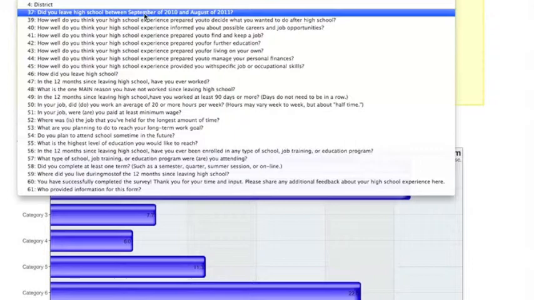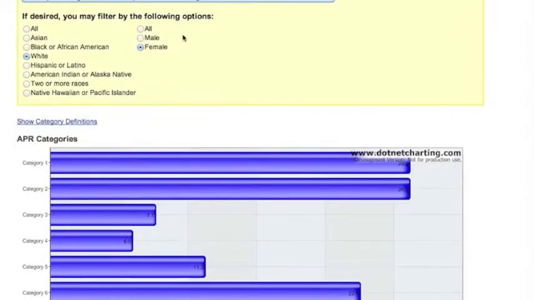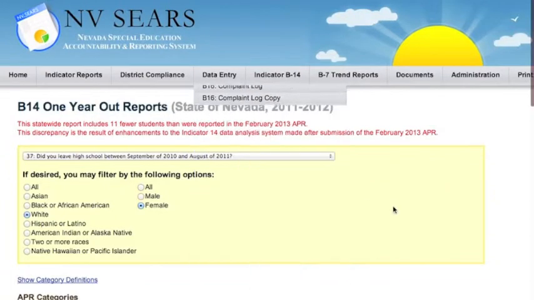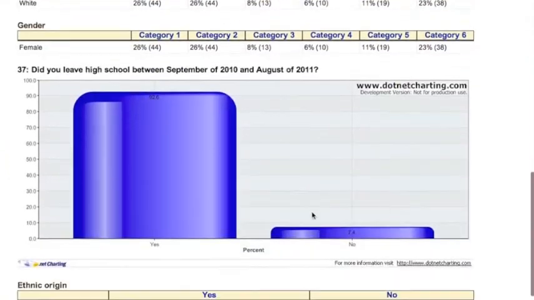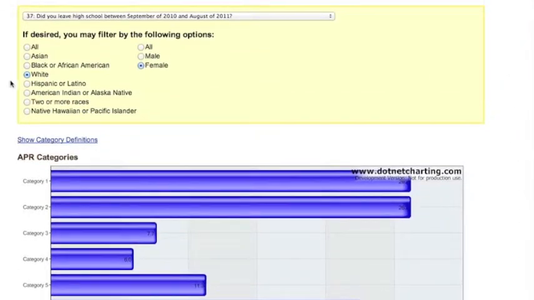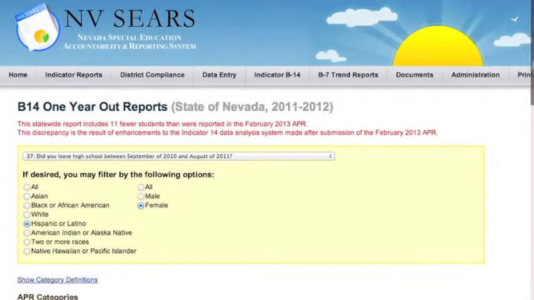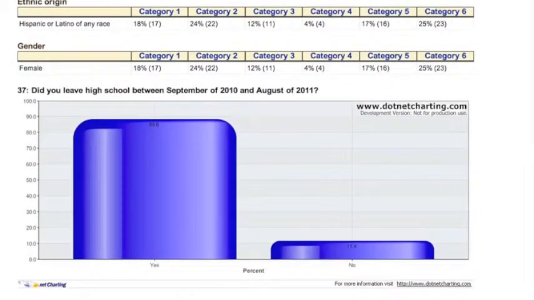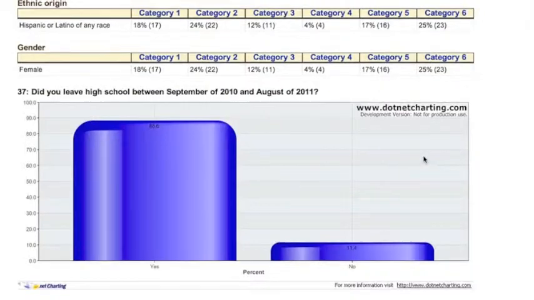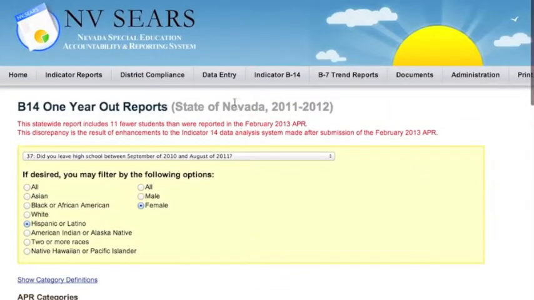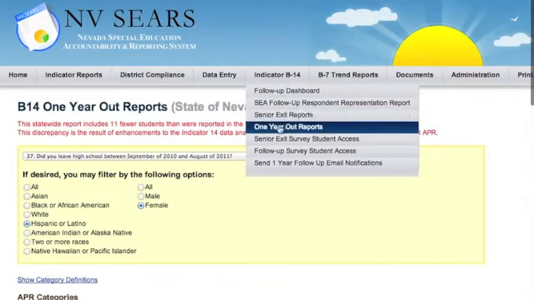Did you leave high school between September of 2010 and August of 2011? Okay, and so down here, now we have a chart that shows how many responded yes to that question, how many responded no to that question, and I believe we're still filtered by white females. Yes, we are. So let's check Hispanic or Latino females. That question should still be up. Yes, okay, so our data has changed a little bit.